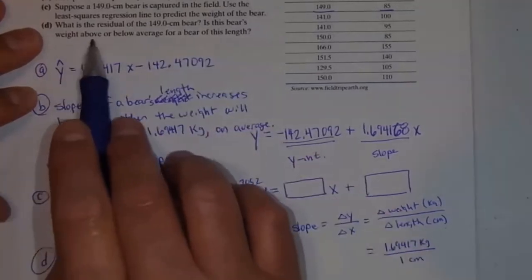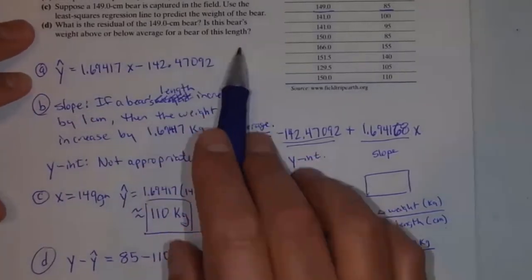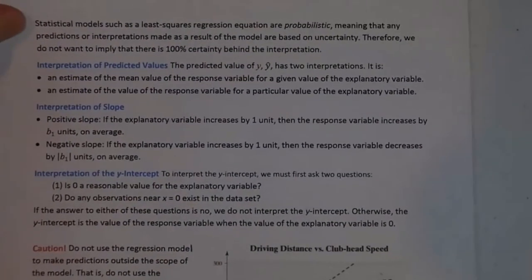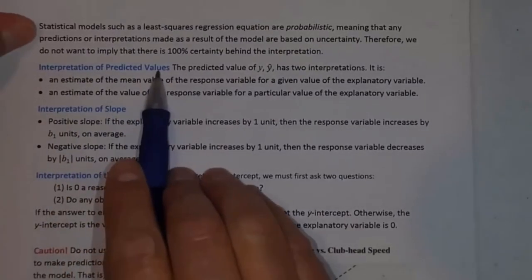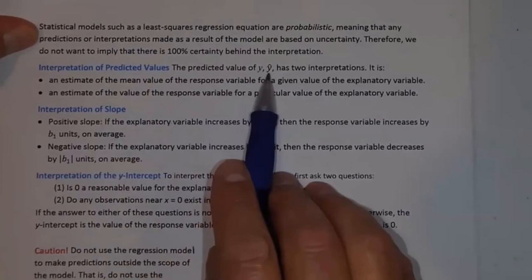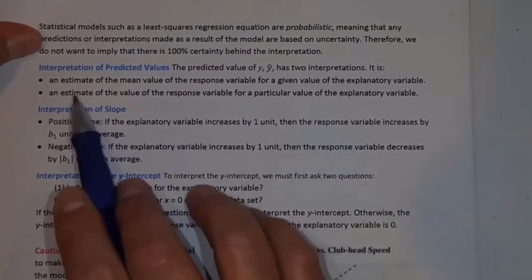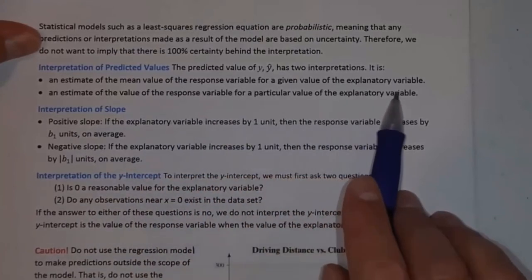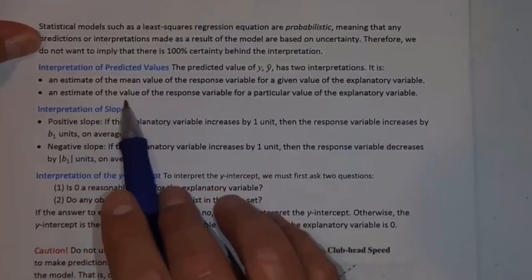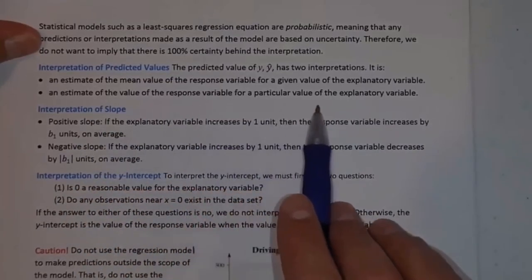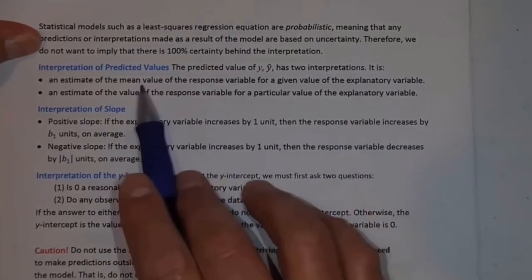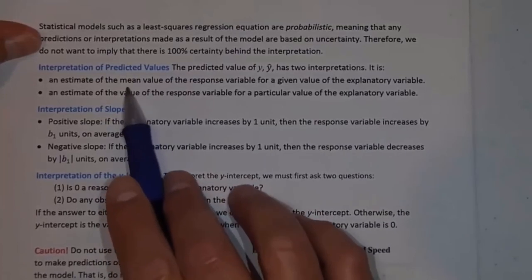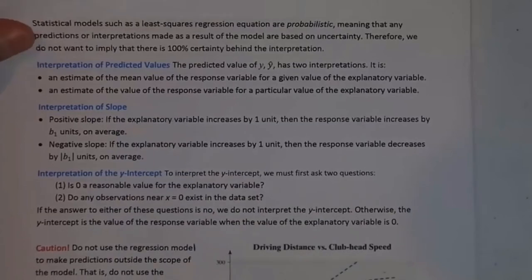Now, is the bear's weight above or below average for a bear of this length? To answer that, I want to pull back in this interpretation right here of predicted values. The predicted value of y, which is y hat, has two interpretations. It is an estimate of the mean value of the response variable for a given value of the explanatory variable, or it is an estimate of the value of the response variable for the particular value of the explanatory variable. Now, the difference here is here we're talking about mean, and here we're talking about an individual.